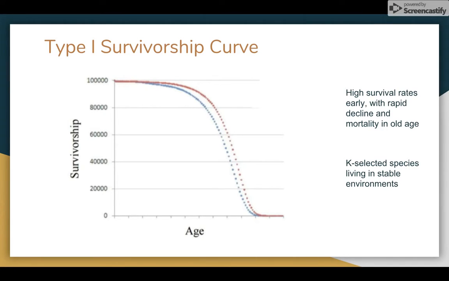Population growth. A powerful tool to study population growth patterns is the survivorship curve.